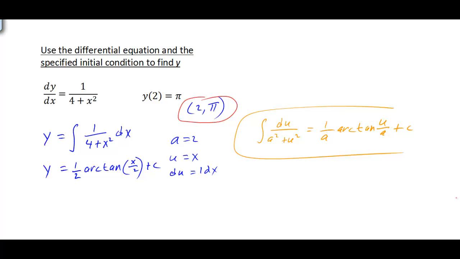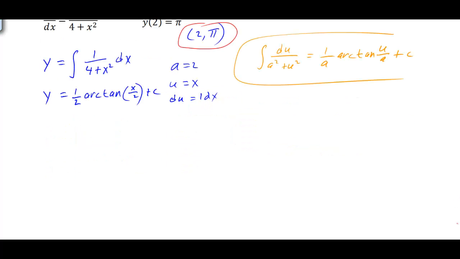Now, normally this is where we would stop, but they tell us that up here, when x is 2, y is equal to pi. So that's where we're going to use our point now so that we can solve for c. So when y is pi, we get pi equals 1/2 the arctangent of x over 2. So that means we would have 2 over 2, or simply 1. And now we can solve. So we would have pi equals 1/2 times, well, the arctangent of 2 over 2. Well, the arctangent of 1, that's going to be either 45 degrees or simply pi over 4.